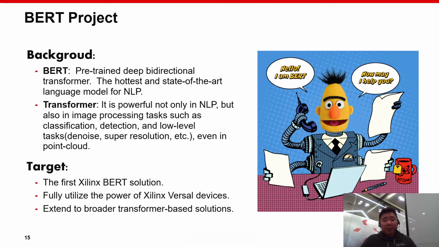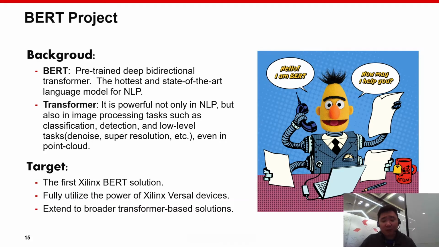Okay, BERT. BERT stands for bidirectional encoder representations from transformer. It's the hottest and state-of-the-art language model in natural language processing, NLP in short. And transformer is a very popular structure, like the convolution in CNN models. It's powerful not only in NLP, but people start to look at the possibility to integrate the transformer in image processing, like classification or detection or super resolution. So this is the first demo with Versal devices.